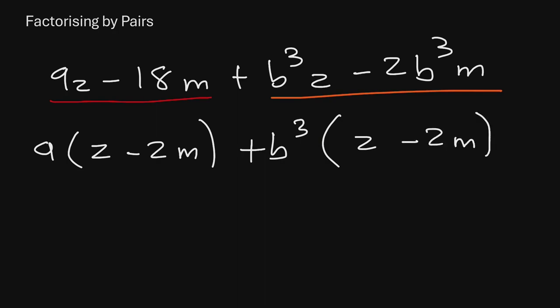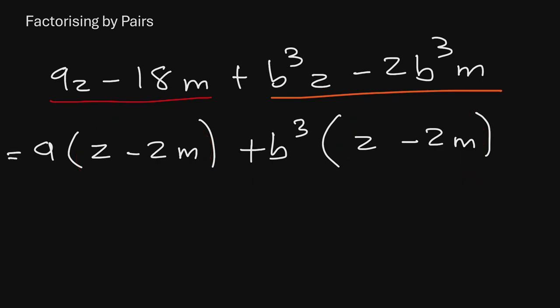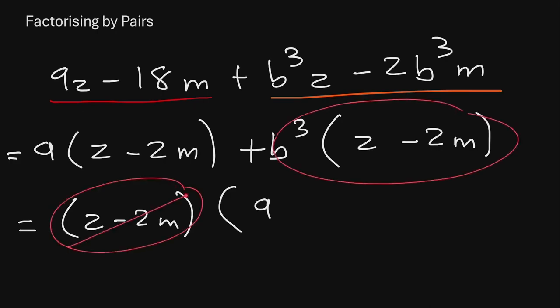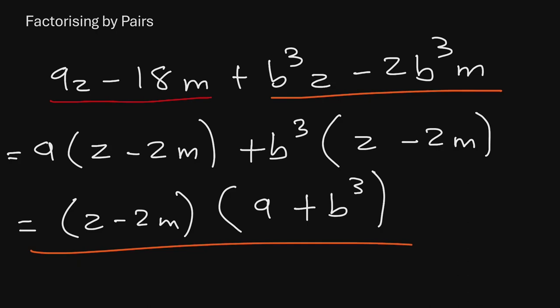So now if we look at our problem here, we actually have what is common inside the bracket. So we're going to take that out as a common factor. So now our common factor is z minus 2m, close bracket, and then we open the bracket. Remember now, the common factor will cancel out with the z minus 2m, and we will be left with a. So this is going to be a here. And the same thing will happen to the second term. The common factor will cancel out the whole thing, and we will be left with b cubed. And this will be our final answer.